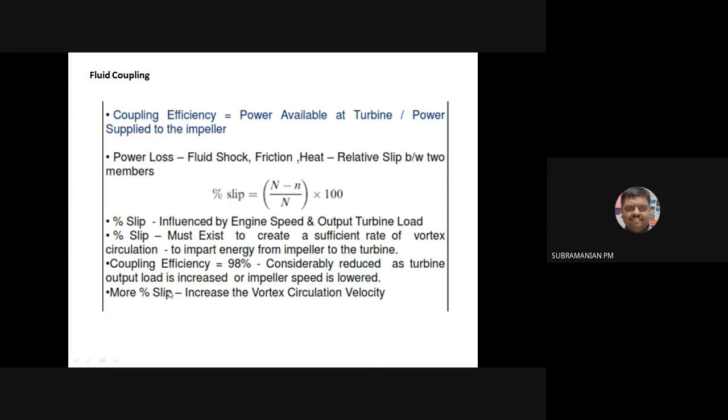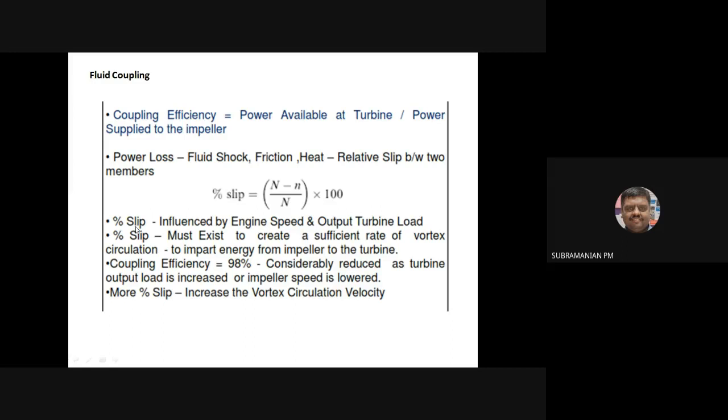My percentage slip should be less, as per the desired characteristics. Ideally my turbine speed should be equal to my impeller speed. So what I'll be designing for my fluid coupling is a less percentage slip. So what are the factors influencing the slip? Mainly there are two factors: the engine speed and the output turbine load. Output turbine load means the turbine is connected to the vehicle, and the vehicle will be traveling on the road. So turbine load and engine speed will influence the slip.